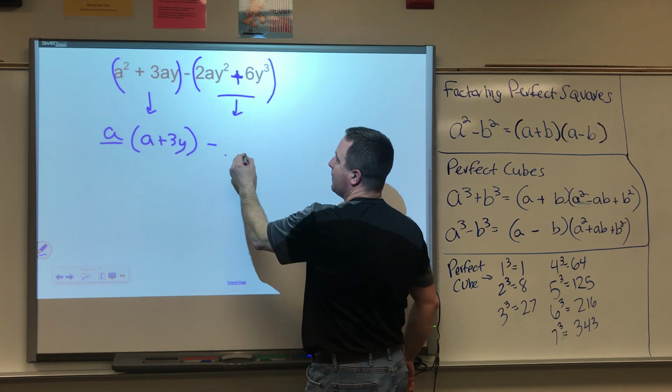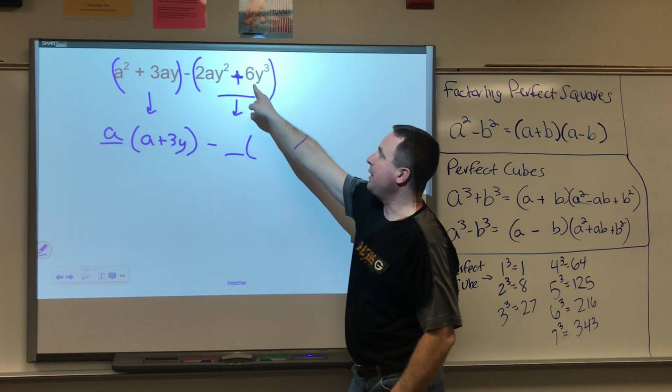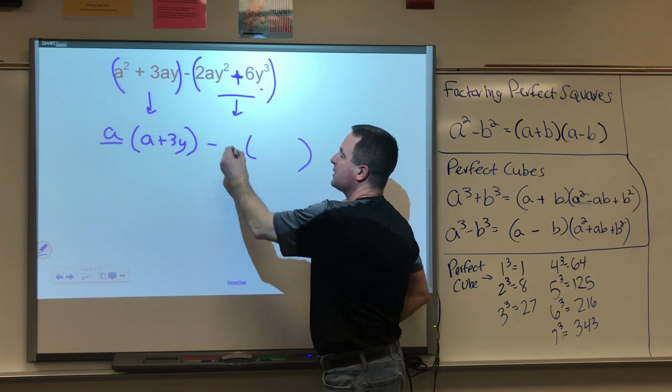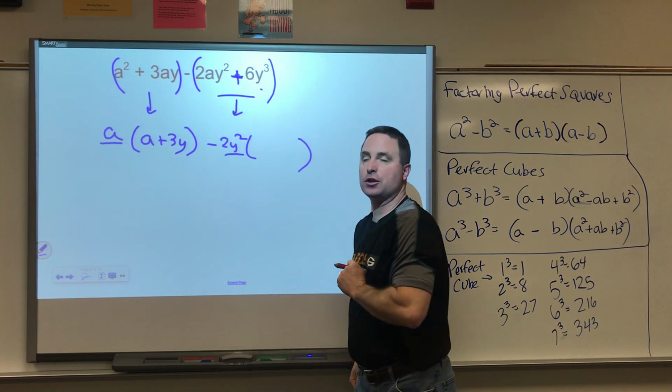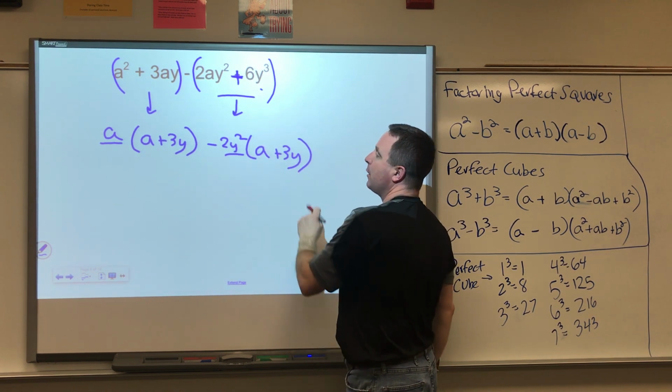Do they have anything in common that I can take out? Well, I think that second bunch here, they both have a 2 in common, and they both have a y squared. If I take out 2y squared, I think I get A plus 3y.